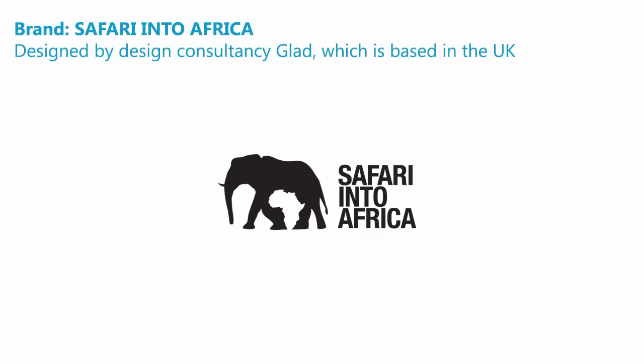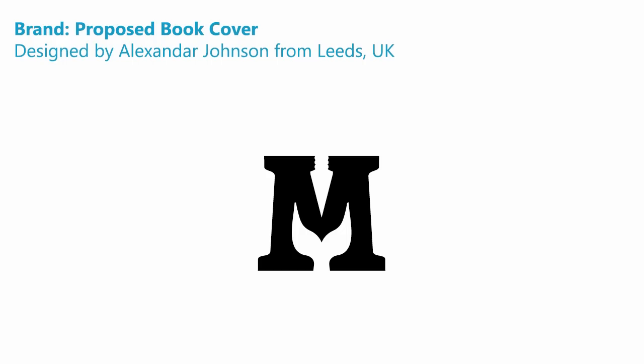And another example, the Safari into Africa logo. It was created in the UK by a graphic design consultancy called GLAAD, for a client called Safari into Africa, a safari operator based in Zambia, in the southern part of Africa. You see an elephant probably first, then their name, and then the negative space between two of the elephant's feet is the continent of Africa. So that's pretty cool. And this one's really well done.